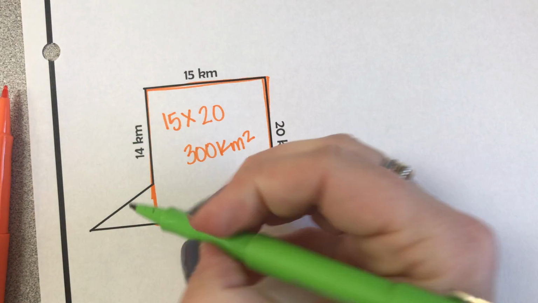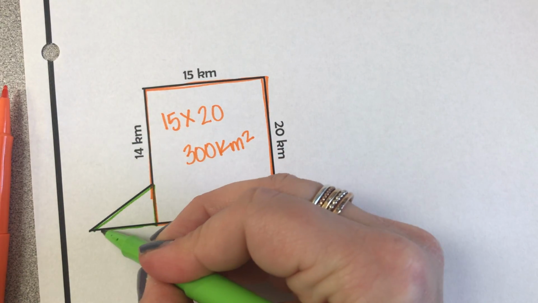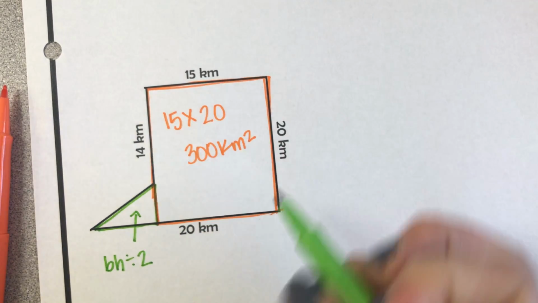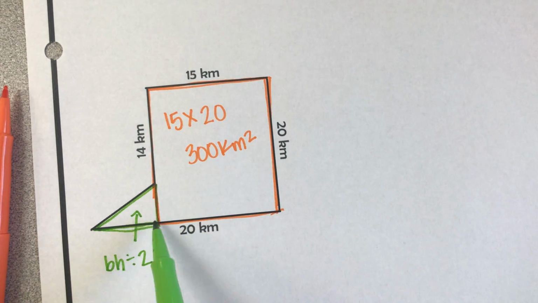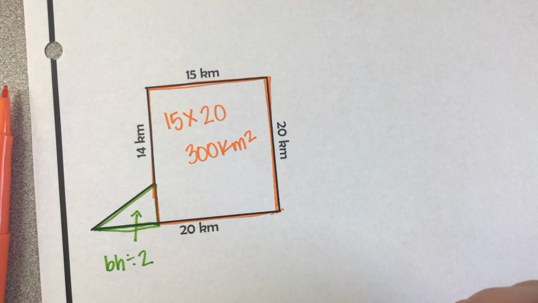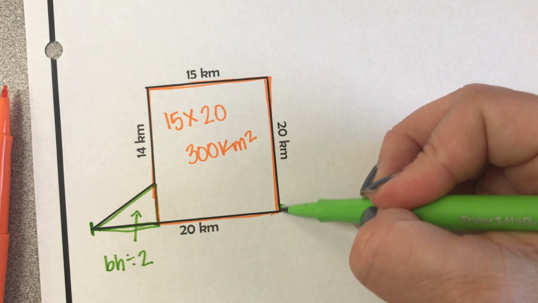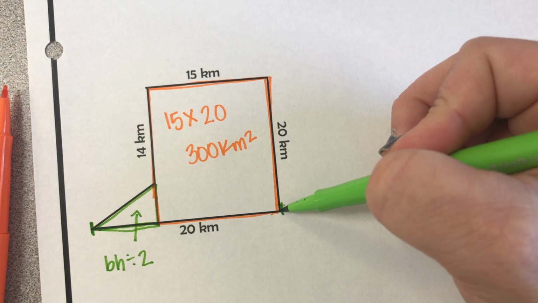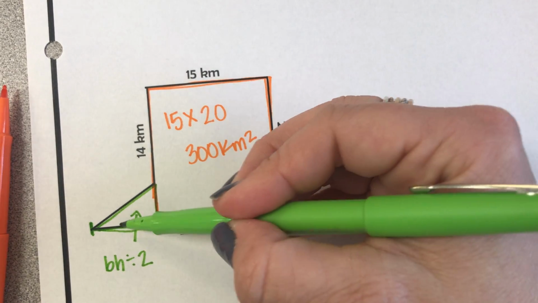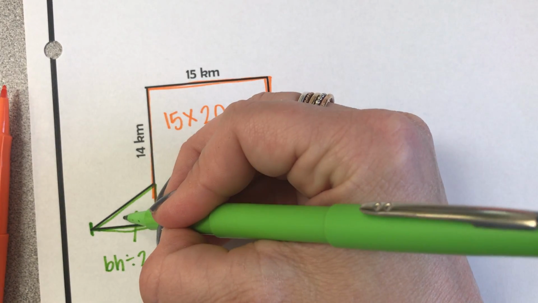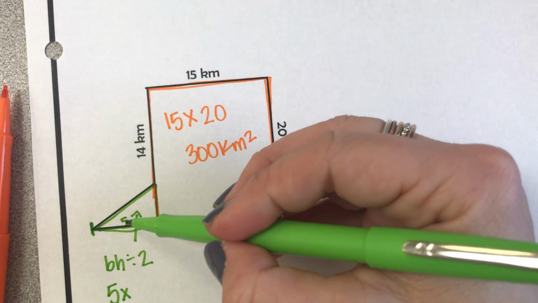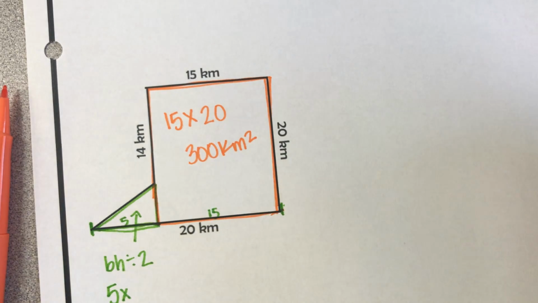Then I have this funky little boot, right? For a triangle, I know the formula is the base times the height divided by 2. So I need to figure out what the base of this triangle is. This number 20 is telling me that if I were to walk from this corner to this corner, it's 20. Up here it's saying if you walk from here to here, it's 15. So what's left for this section? 5. Right? Because 5 and 15 make 20.